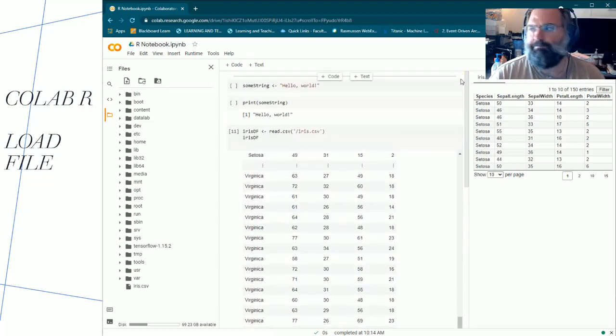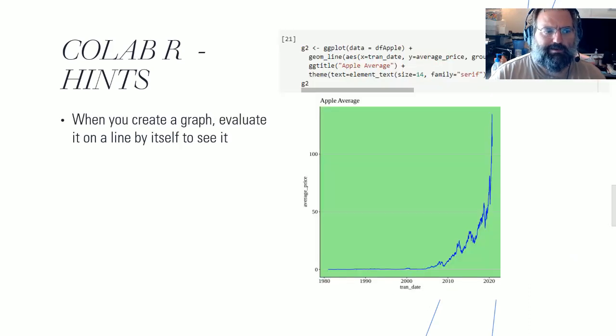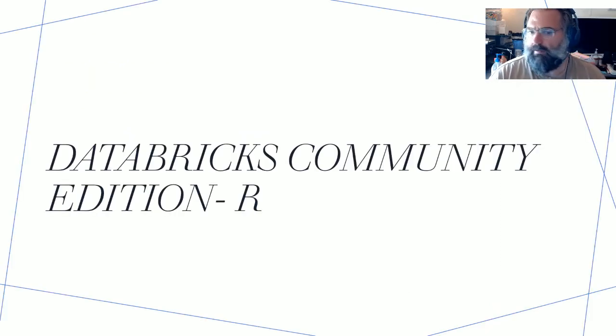I like Colab, but you do have to do some things like install your packages that you're likely going to want to use, require some libraries that you're going to want, and so on. And the fact that it's got a hidden URL is kind of annoying. You can create a graph as well, but you probably want to evaluate it on a line by itself or a cell by itself so that it'll display it correctly.